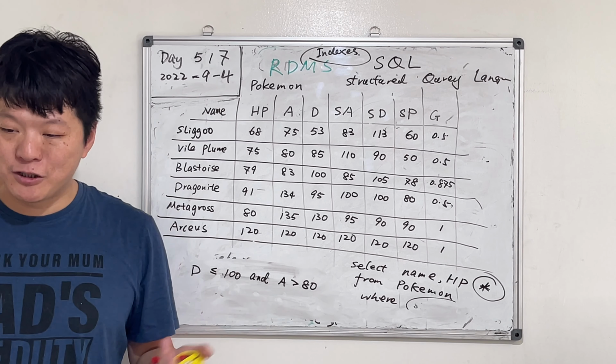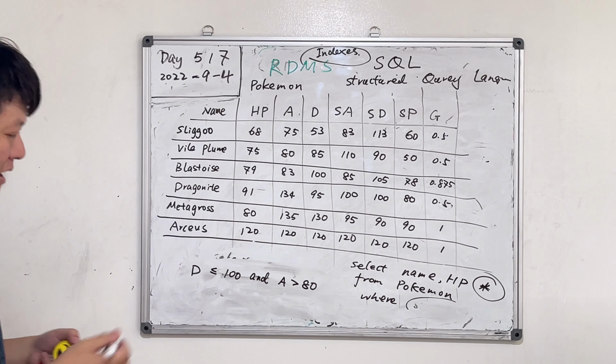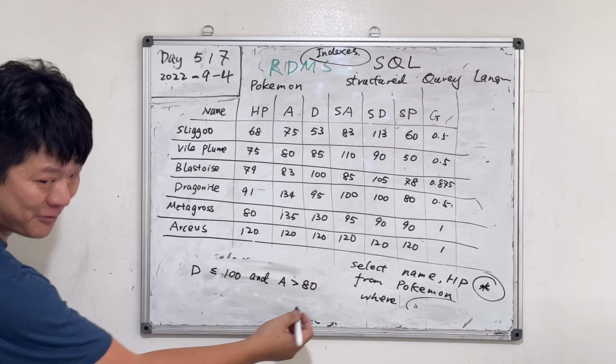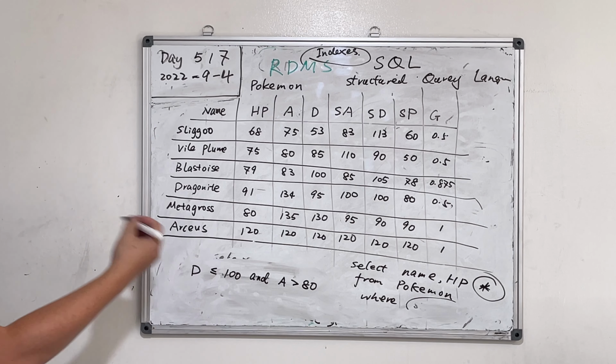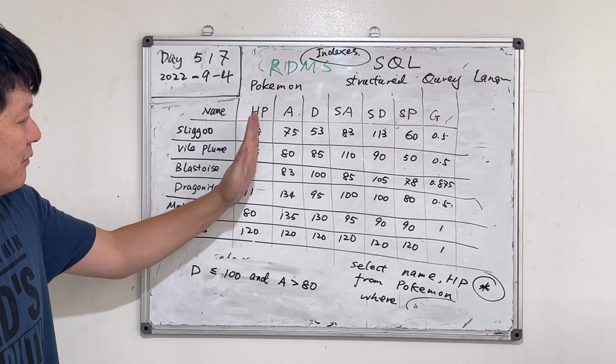So what's the index? Remember we talked about binary search tree, right? The binary search tree is used to speed up the search. If it's bigger than 100, it's on the right. If it's smaller than 100, it's on the left. The same thing here, we can add the index to a particular column.